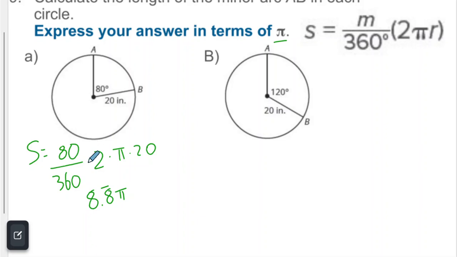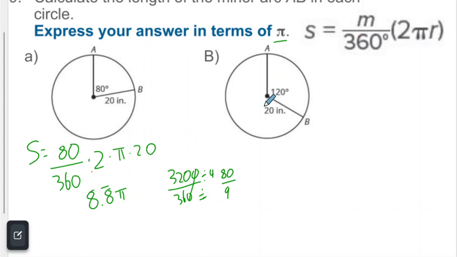I could leave this all as a fraction too, and I'd have 80 times 2 times 20, which gives me 3,200 over 360, and I could simplify that by canceling that out. I know it's divisible by 4. So that's going to be 9, and I'm going to have 80 over 9, and I don't think that goes in there anymore. Got another one for us.